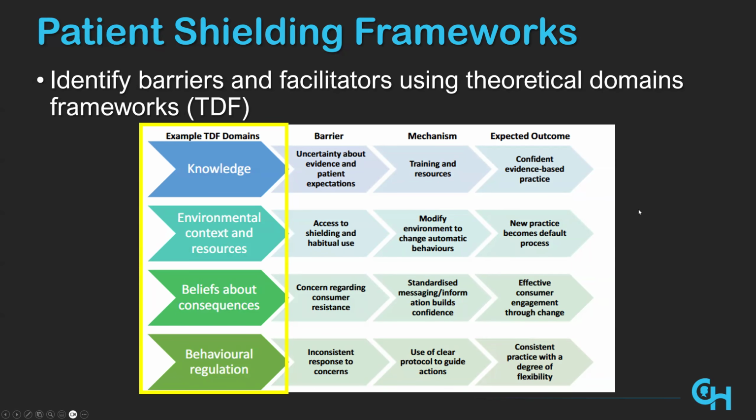So to begin with, identifying barriers and facilitators is very useful to inform the strategies. In these examples of TDF domains from that theoretical domains framework, we include knowledge, environmental context and resources, belief about consequences, and behavioral regulations. And so each of these has a potential barrier around knowledge. There's the uncertainty about evidence and patient expectations, which can be addressed with training and resources.